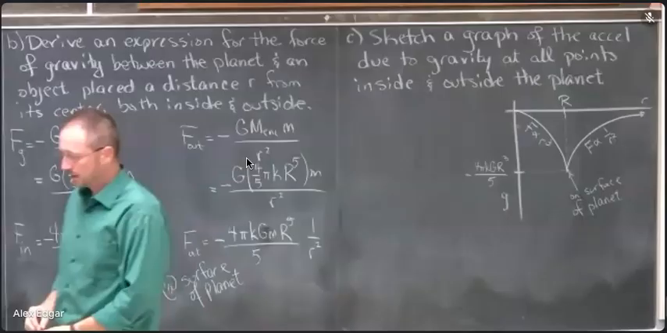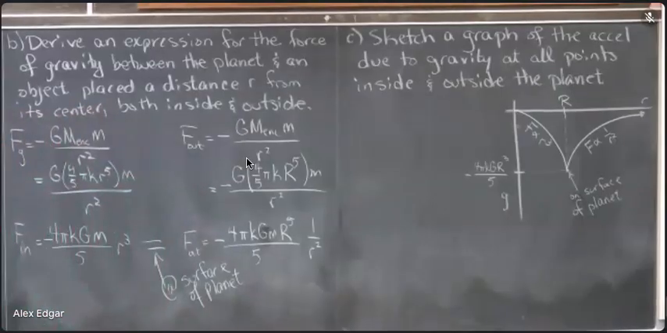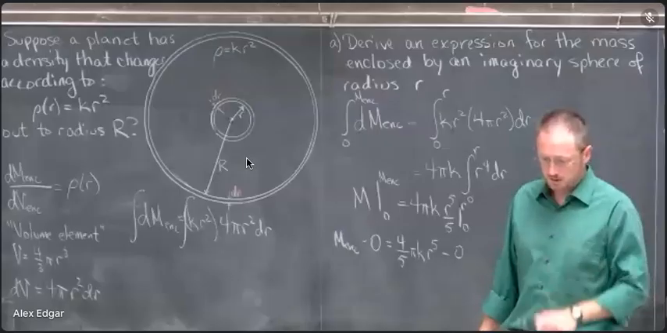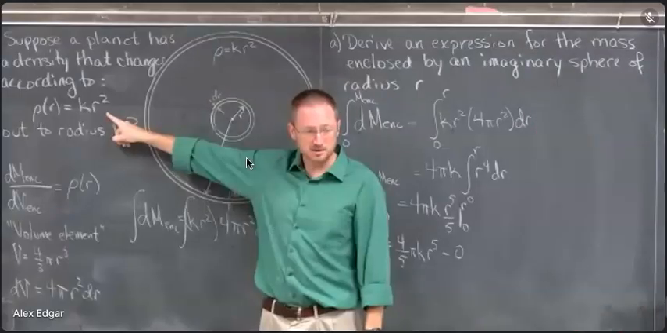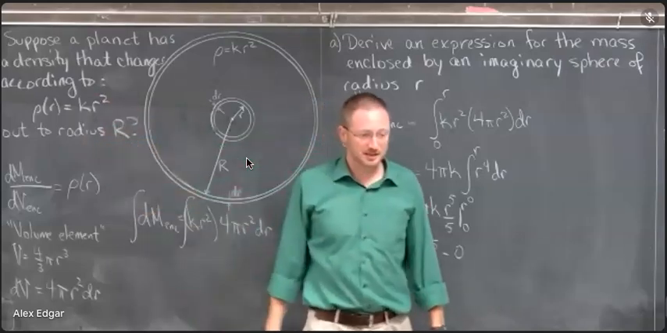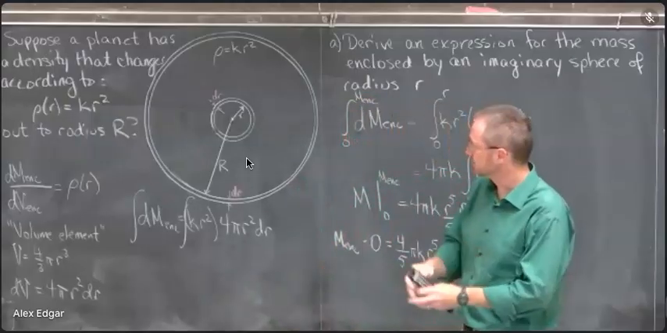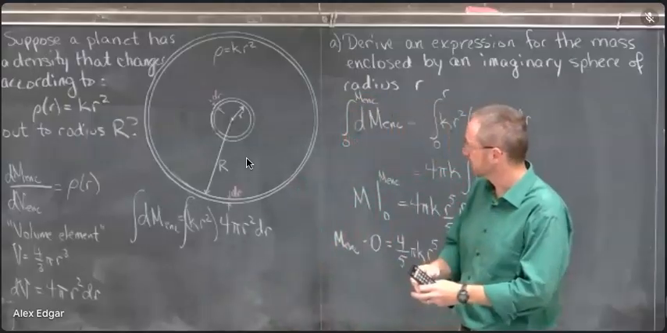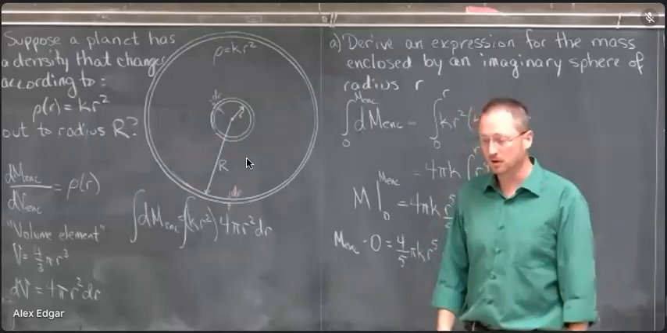Now, how else could I change this sort of situation? At this point, the main way that I could change this situation is by changing my starting equation there. I could say, well, what if it's not a k r squared? What if it's just k r? Or what if it's k over r? What if it's most dense at the center of the planet and it's least dense at the rim of the planet? That is roughly how our gas giants work.